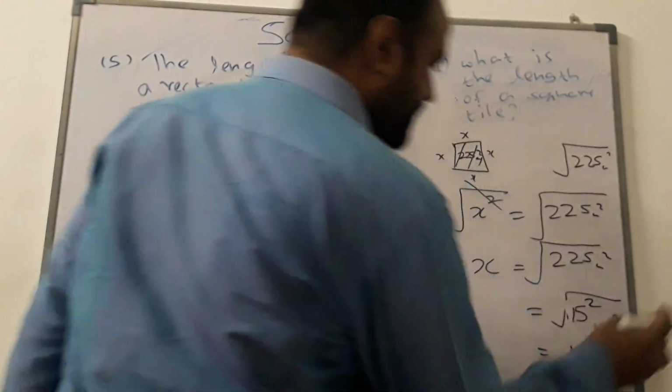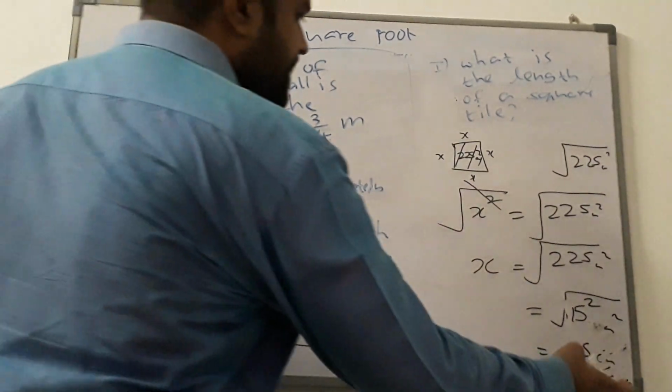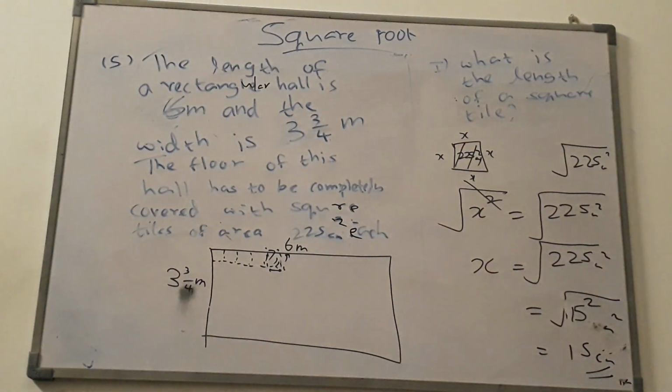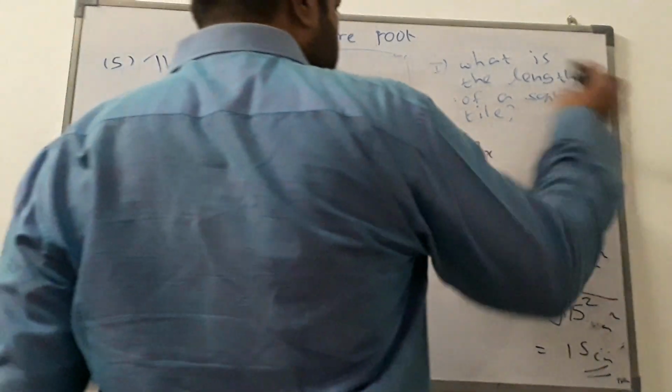Or we can say 225 can be written like 15 square. And square root means 15 centimeters. Okay, this is the first part. According to first part, x is 15 centimeters.